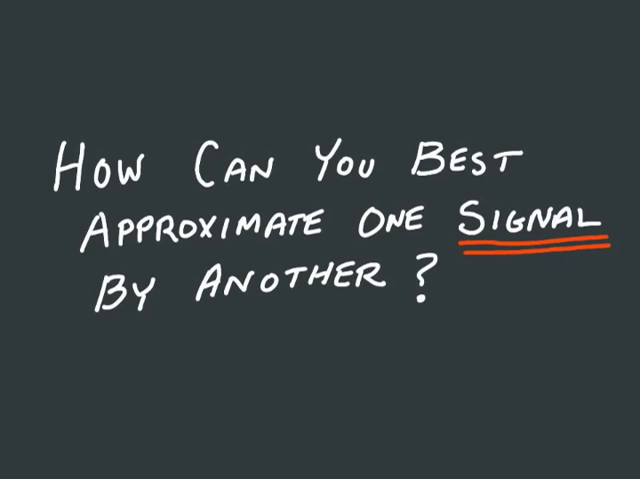This presentation is a follow-up to the previous presentation. In that one, we looked at how you can best approximate one vector by another. In this one, we'll examine how to approximate one signal by another. And this material is a bit abstract, and it's also a bit difficult. So you might want to review the previous lecture before if you do not completely understand it.